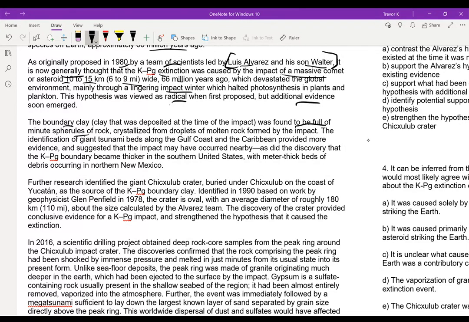Provide more evidence. This is getting a little too in the weeds, so I'm not going to pay super close attention to this. I just have, what is some of this additional evidence? Boundary clay and tsunami beds. Okay, cool.